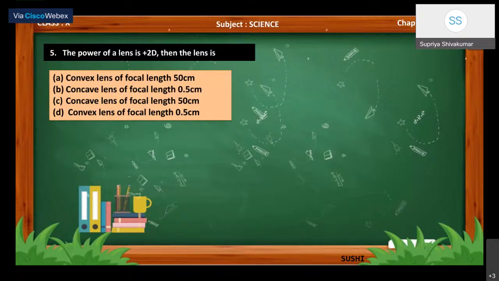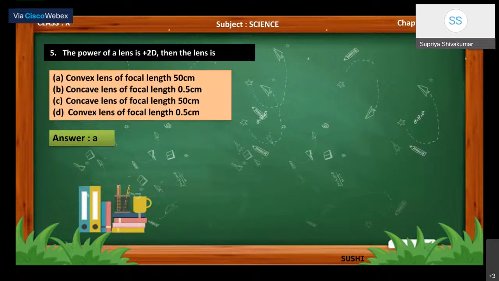But some people would have done in meters. Alva kelu makku, meters alli madirthira, 1 divided by 2 anta hakoltira, 0.5 meters anta varutte. Actually you options nodda, options nodde neevu helbeku antandre 0.5 meter anta heltira, but the options which we have given here, it is in terms of centimeter. So when it is given in centimeter, what is that we need to do? So the answer is A, convex lens of focal length 50 centimeter.